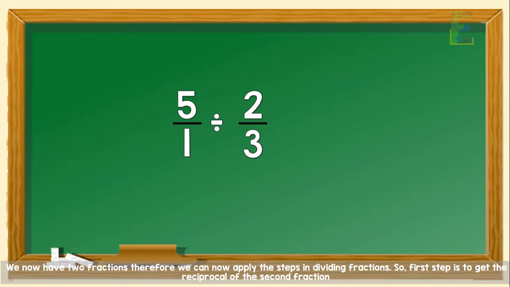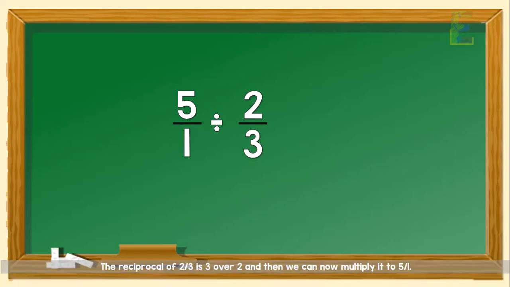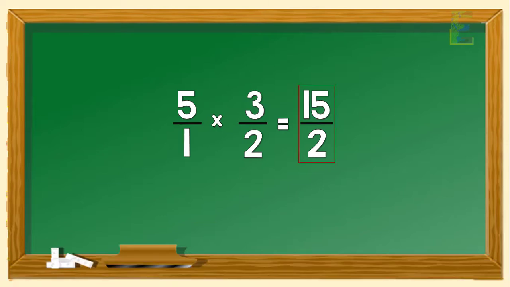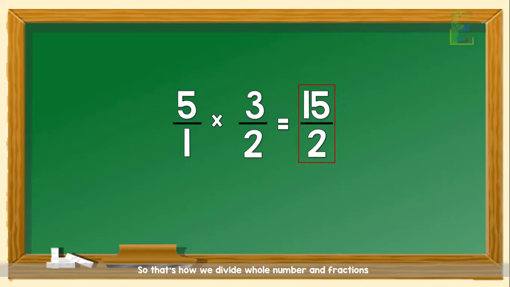So, first step is to get the reciprocal of the second fraction. The reciprocal of 2 over 3 is 3 over 2. And then we can now multiply it to 5 over 1. To multiply fractions, all we have to do is multiply the numerators and the denominators. So 5 times 3 is equal to 15. And 1 times 2 is equal to 2. Therefore, 5 divided by 2 over 3 is equal to 15 over 2. So that's how we divide whole numbers and fractions.